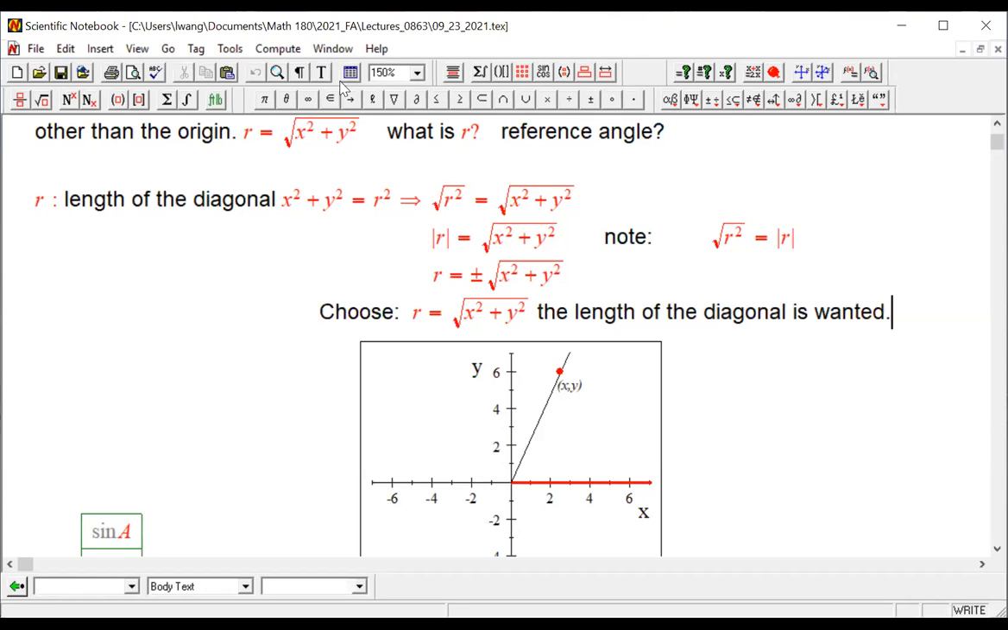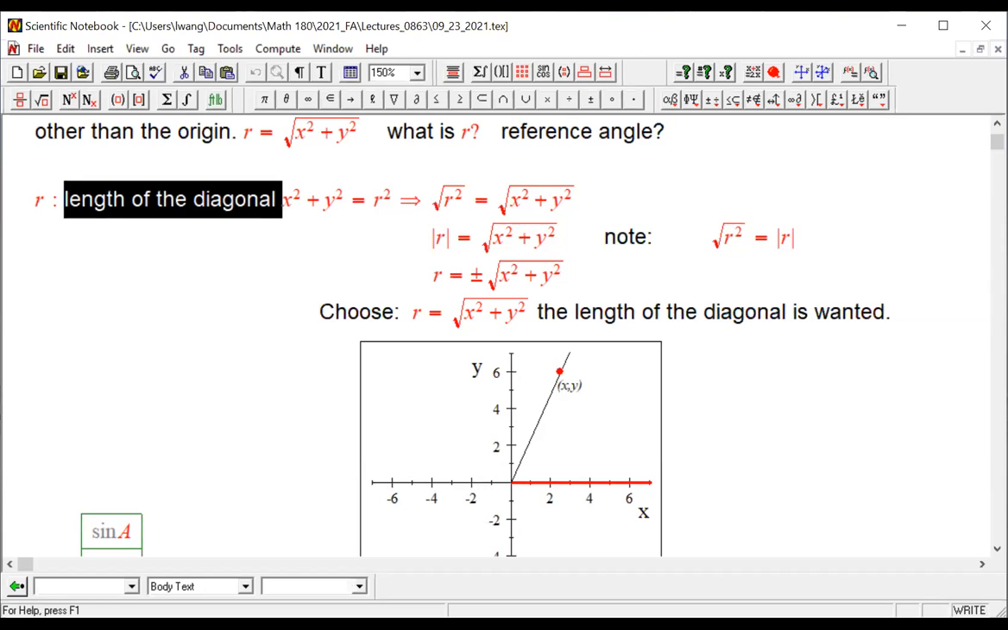Do you guys follow me? So in the future, when you do anything of this sort, when you encounter that, your safest bet is always to do this. And then you have a positive, you have a negative, you choose in between, because there will be other conditions that tell you which one to choose. In this situation, we are choosing the length of the diagonal.